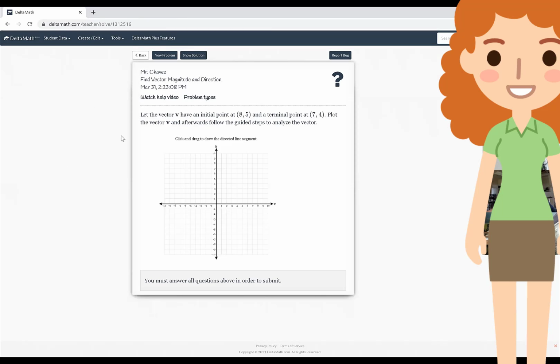So here we go. It says, let the vector v have an initial point at 8, 5. So there's where your initial point is at. So that's where you're going to put your endpoint. And a terminal point at 7, 4. So this is where it terminates. So this is where the arrowhead goes. Plot the vector v and afterwards follow the guided steps to analyze the vector.